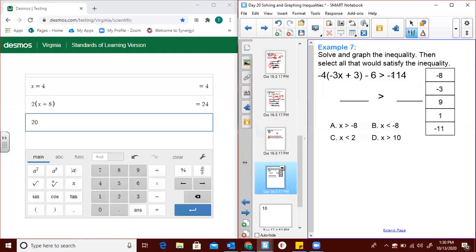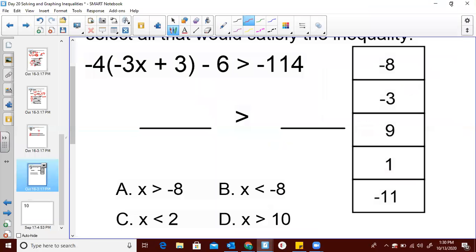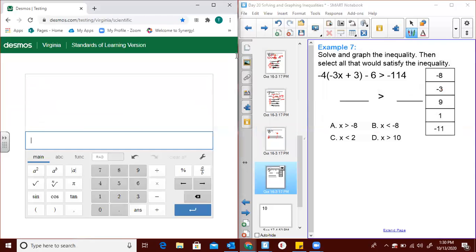All right, so this will be our last one. You can put this in Desmos. And I think we'll go that route. We will put this in Desmos. So I'm going to go ahead and put the left-hand side of my equation, my inequality, excuse me. Negative 4, negative 3x plus 3 minus 6. And my right-hand side is negative 114.